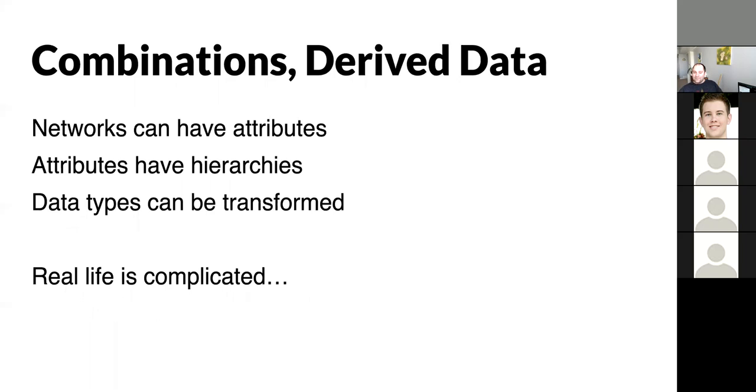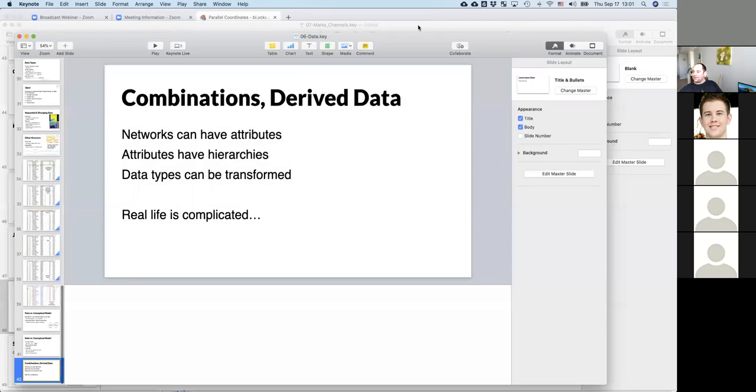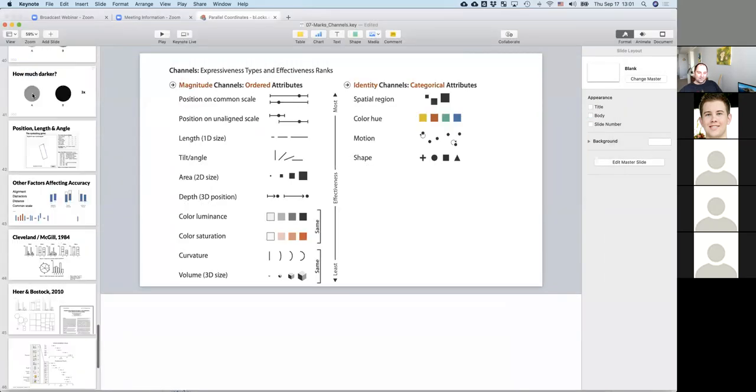Okay. And then in reality, of course, data is complicated. We very frequently have combinations or derived data. So for example, networks aren't just networks. Usually they also have attributes, like a social network has people who have names, who have ages. We can measure how frequently an interaction happens and so on. Attributes have hierarchies. Data types can be transformed, as I just mentioned, I can transform temperatures into meaningful concepts. So real life is complicated. This is a useful framework to think about data, but in reality, very often things are a little bit more messy and compound and derived in some way. So that wraps up the data lecture, and I'm just going to continue with the lecture on marks and channels.